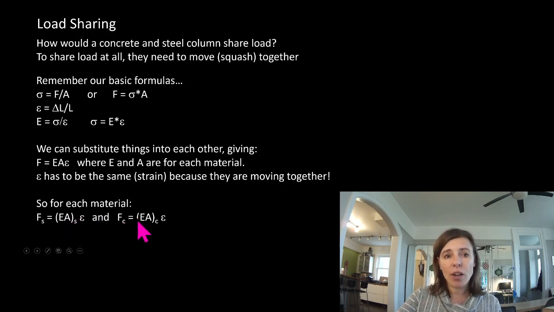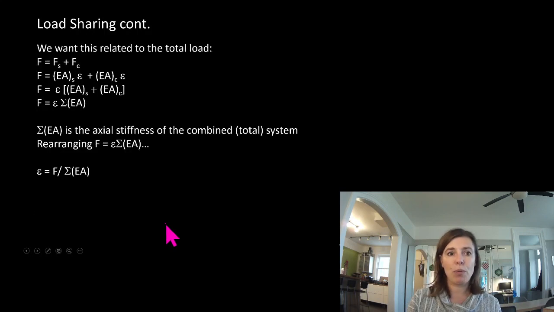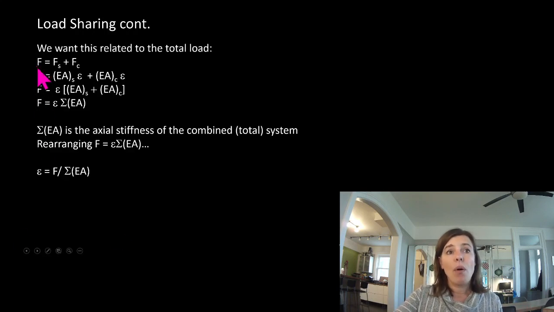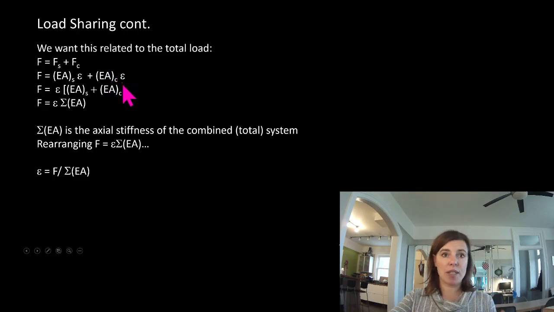And the force in the concrete would be the modulus of elasticity of the concrete times the area of the concrete times the strain, which is the same for both. But we want to relate this to the total load. Well, the total load is the force in the steel plus the force in the concrete. That has to be the total load because that's all the load. So F equals the force in the steel plus the force in the concrete. Well, we know the force in the steel was EA of steel times the strain, which is the same strain, plus EA of the concrete times the strain, which is the same for both.